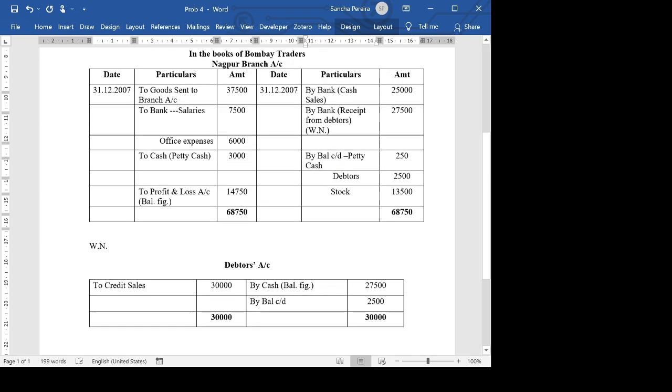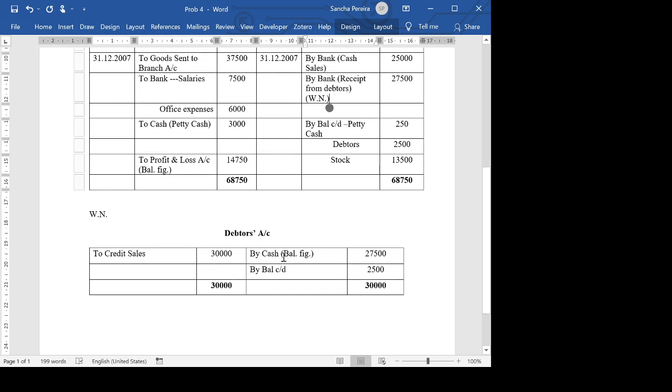Sometimes in certain cases, cash sales or the cash receipt may be missing. Sometimes the closing balance itself is not given to us, so again, we'll have to prepare the debtors account. Sometimes you may have to prepare the stock account. As we do the problems, you will get a hang of it.